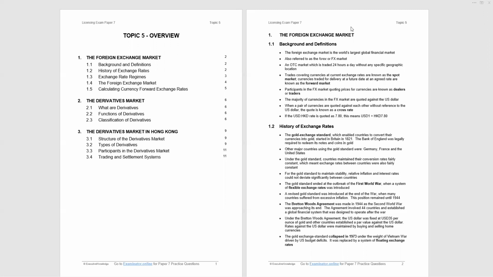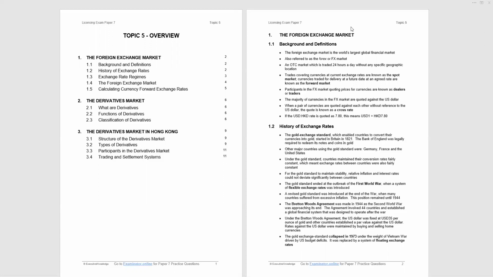Participants in the foreign exchange market quoting prices for currencies are known as dealers or traders. The majority of currencies in the FX market are quoted against the US dollar. That is the standard format. However, where a pair of currencies, not including the US dollar, are quoted against each other, that is known as a cross rate. Please be aware of that.